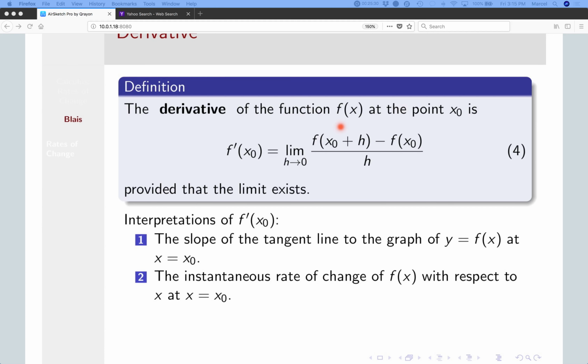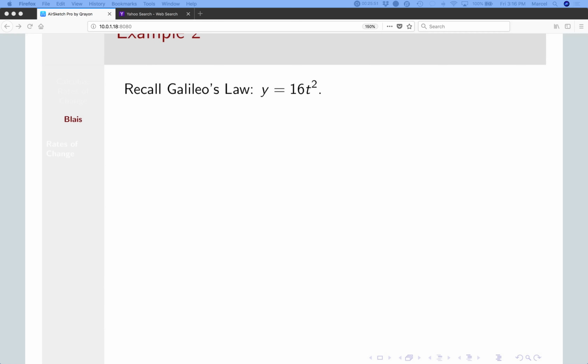And with the limit, you make the average rate of change snap into the instantaneous rate of change. And this is the idea of derivative. This is one of the fundamental constructs in calculus. In differential calculus, it is the fundamental construct. So let's recall Galileo's law and recall we wanted the instantaneous rate of change at the second, so at 2 seconds.